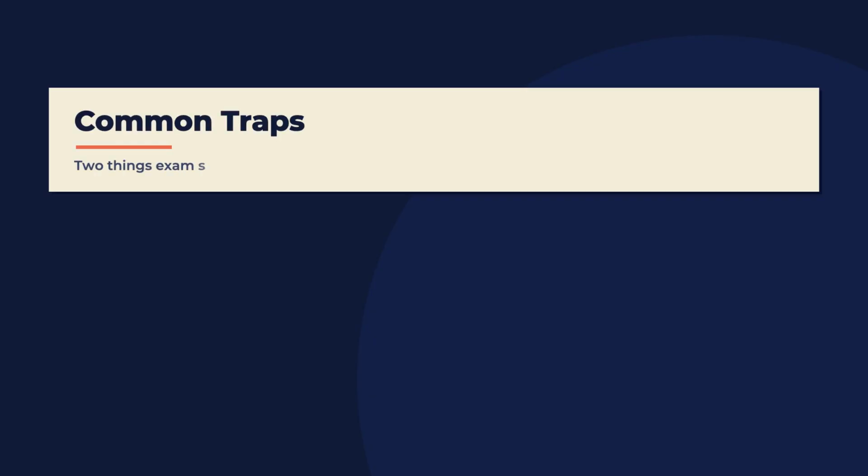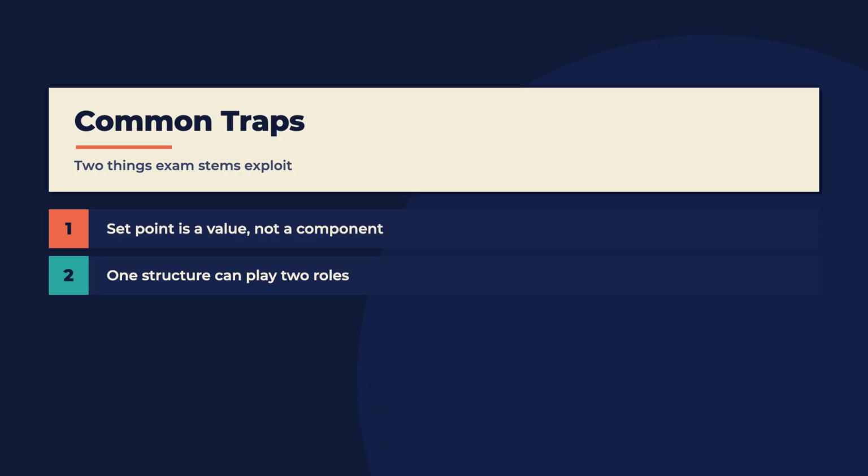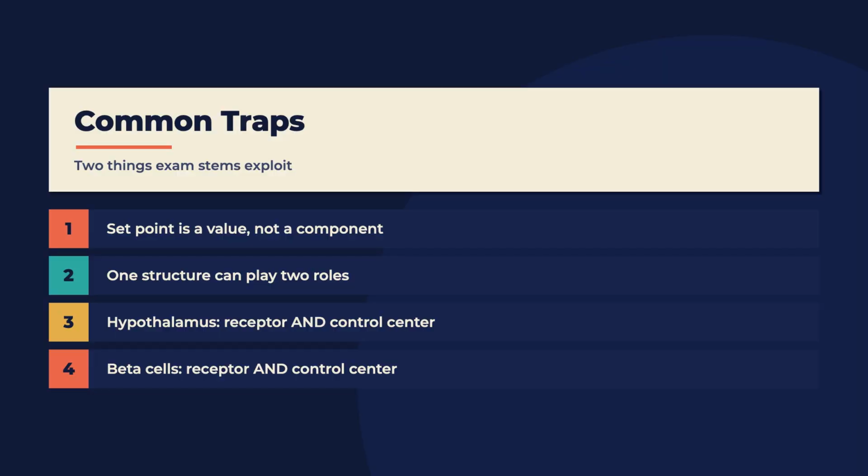A set point is not a component, it's just the target value the control center defends. And a single structure can occupy two roles at once. The hypothalamus senses temperature and also acts as the control center, while pancreatic beta cells detect rising glucose and secrete the insulin that answers it.